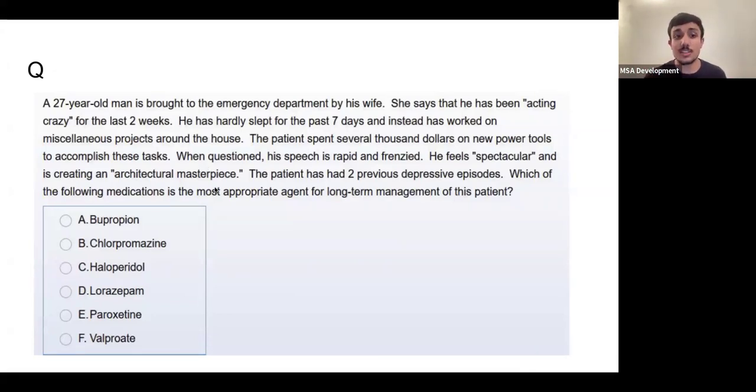So which of the following medications is the most appropriate agent? What do you think the answer is? I hope you're telling me the answer is F, valproate. Valproate is an anti-epileptic. How is it used for bipolar? Good question, and we'll see in a bit. But first, why is it not A, bupropion? Bupropion is an antidepressant used only for major depression. Do not use it in bipolar. What is C? First generation antipsychotic. We don't want to use it. D, lorazepam. It's a benzodiazepine. We don't want to use it because it's for acute use. Paroxetine is an SSRI. Same thing, you don't want to use it. You're left with valproate.